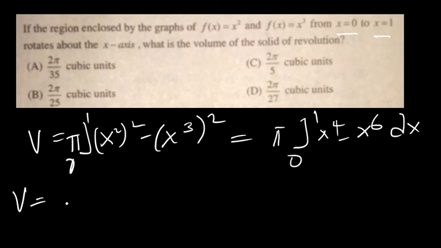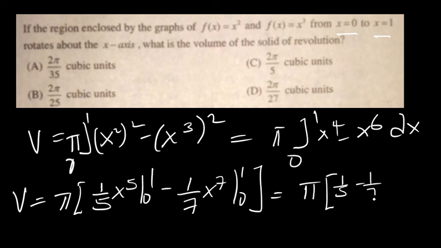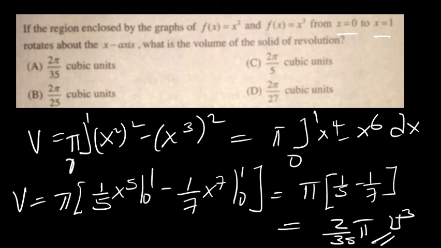We can integrate and evaluate. So the volume will be pi, still keeping it outside. The integral of the first one will be 1/5 x to the power of 5 from 0 to 1, minus the next one, 1/7 x to the power of 7, again from 0 to 1. Therefore, the volume will be pi in brackets. 0 to 1 has no effect. 1 minus 0, that means just 1/5 minus 1/7. When you take the difference, 7 minus 5 will be 2. So it will be 2/35 pi cubic units. So the answer is found in A.